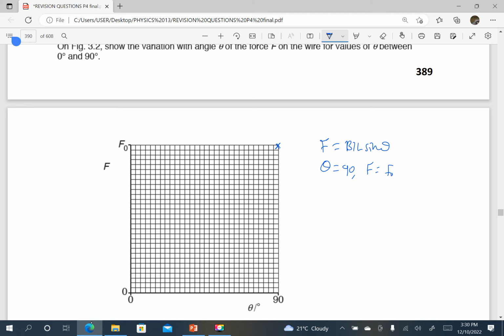Then for theta equals zero, F is going to be zero. You can check another angle, but basically those two are enough for me to draw this graph. This being a sine curve, it is not going to be a straight line, but it will be a curve of this nature.